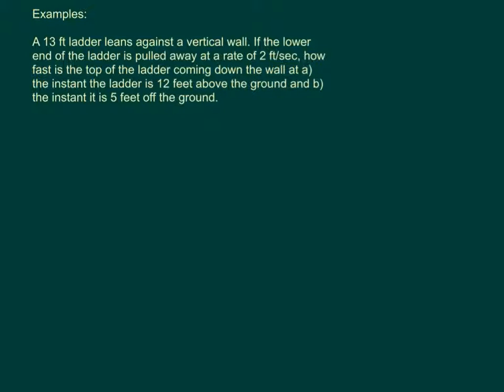Here's a famous example. We've got a ladder leaning against a wall. The lower end of the ladder is pulled away at 2 feet per second, and it wants us to find how fast is the top of the ladder coming down the wall. So again, looking at a sketch, here's our wall, and here's our ladder.